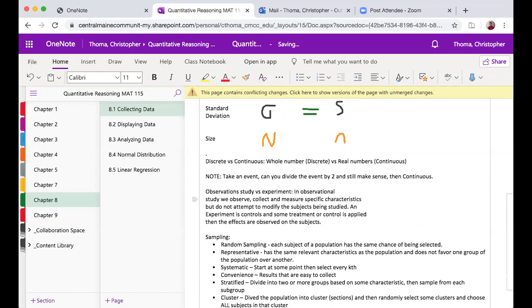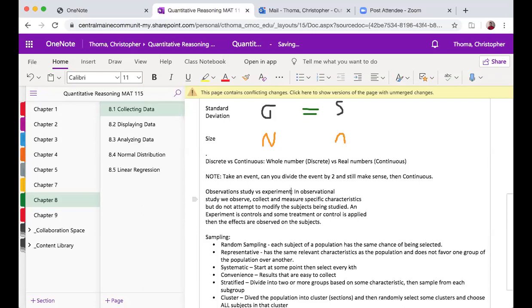So an observational study versus an experiment, right? In an observational study, we observe things. And we've talked about this before, I think, in this class. You collect and measure specific characteristics, but you don't attempt to modify the things that are being studied, right? So counting how many people have coronavirus, even though we are kind of modifying it because we're telling who can take the test or not. So this one could be very arguable which way we would call it. But if we weren't doing that piece, we're just observing.